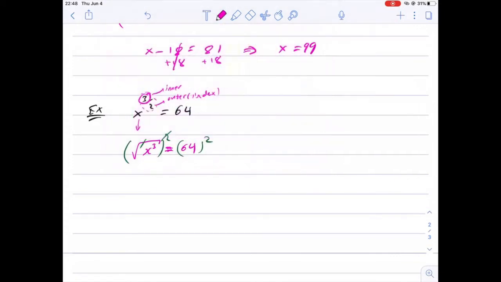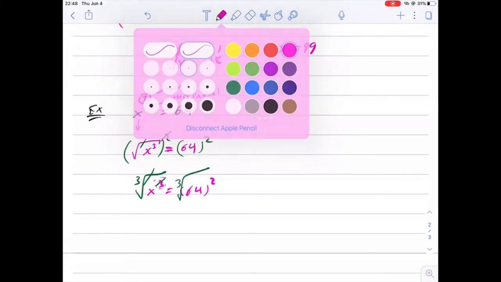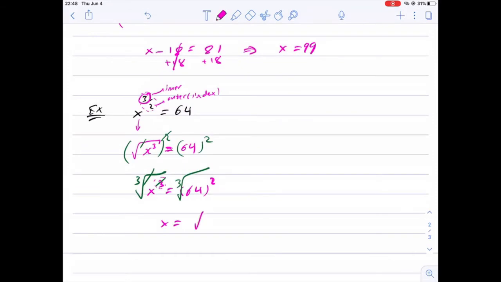So we get x cubed equals 64 to the power 2. And then we need to get rid of this 3. So to get rid of this 3, we need to take the cube root of both sides. And that cancels these. So we get x equals cube root of 64 squared.